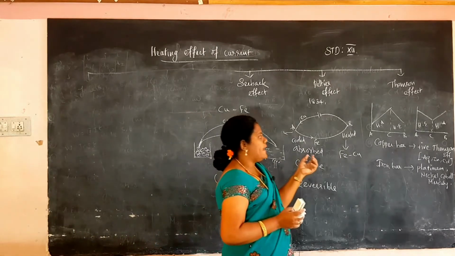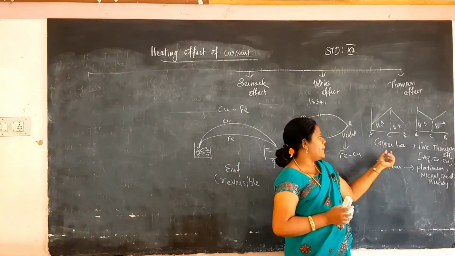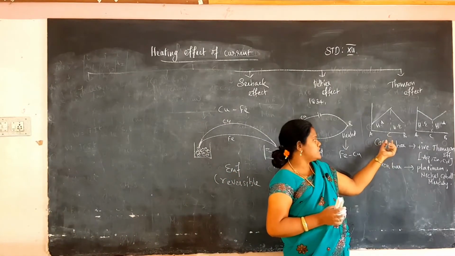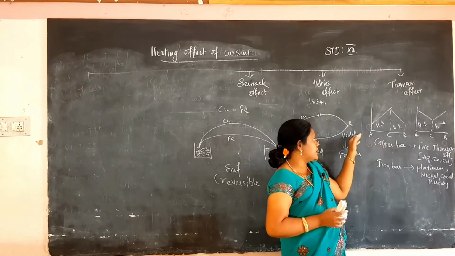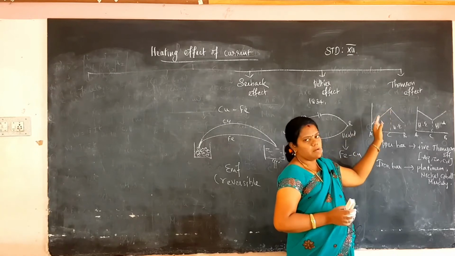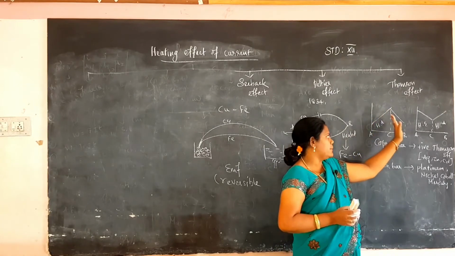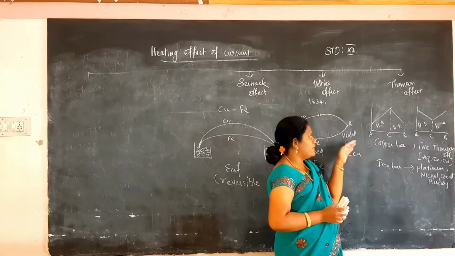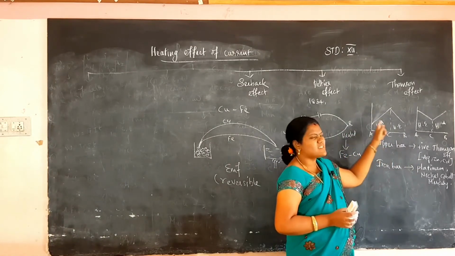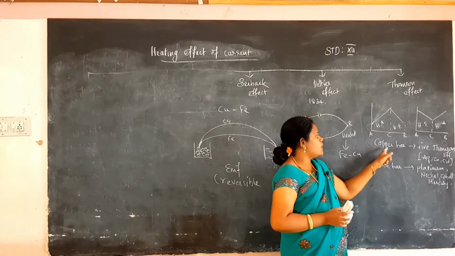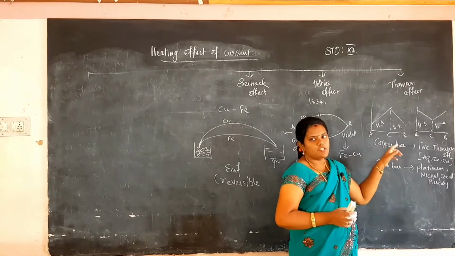In the center, heat energy will be applied at the center. We are taking the copper rod. First the heat will be absorbed, then at a particular limit the heat will be evolved. This is called positive Thomson effect. So a copper bar has the positive Thomson effect.